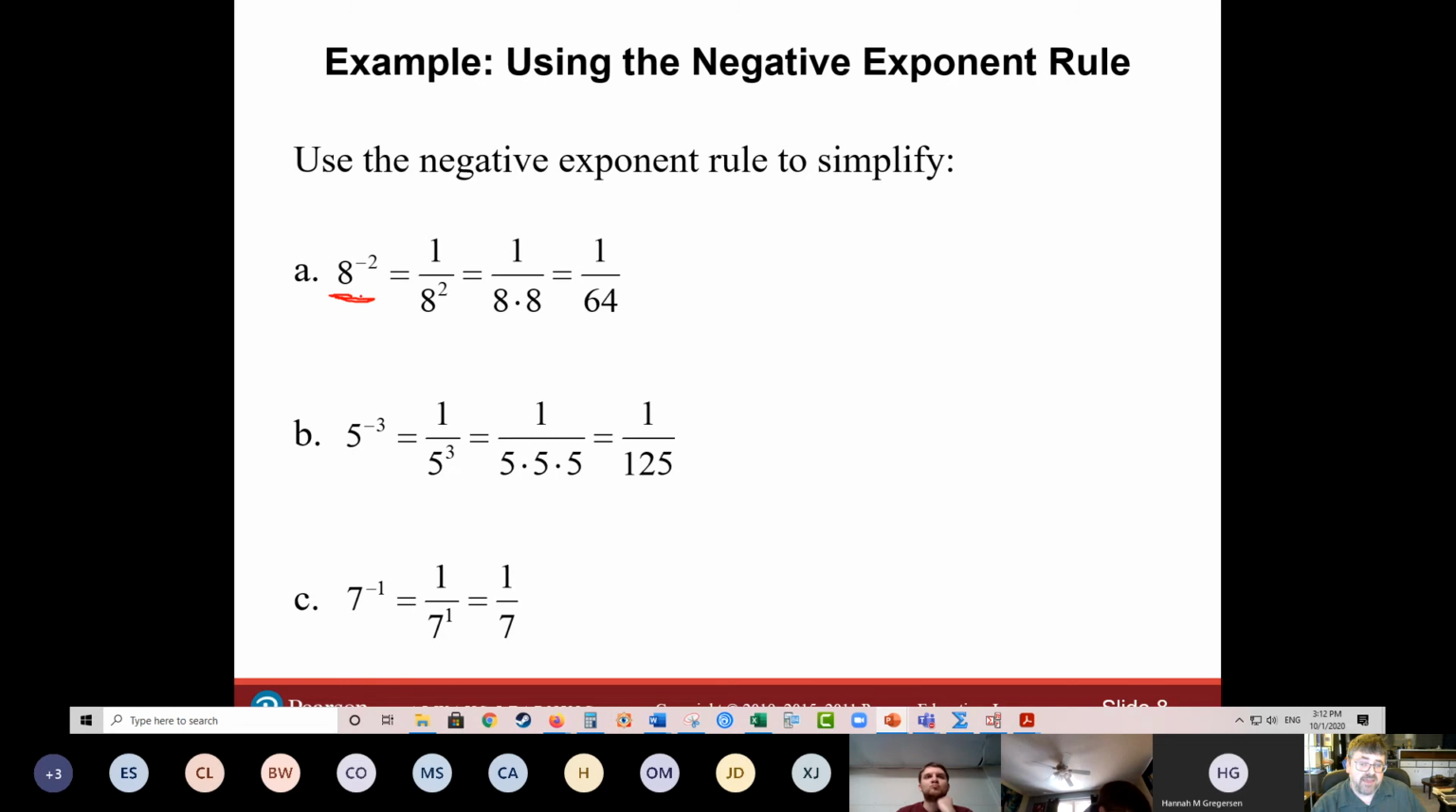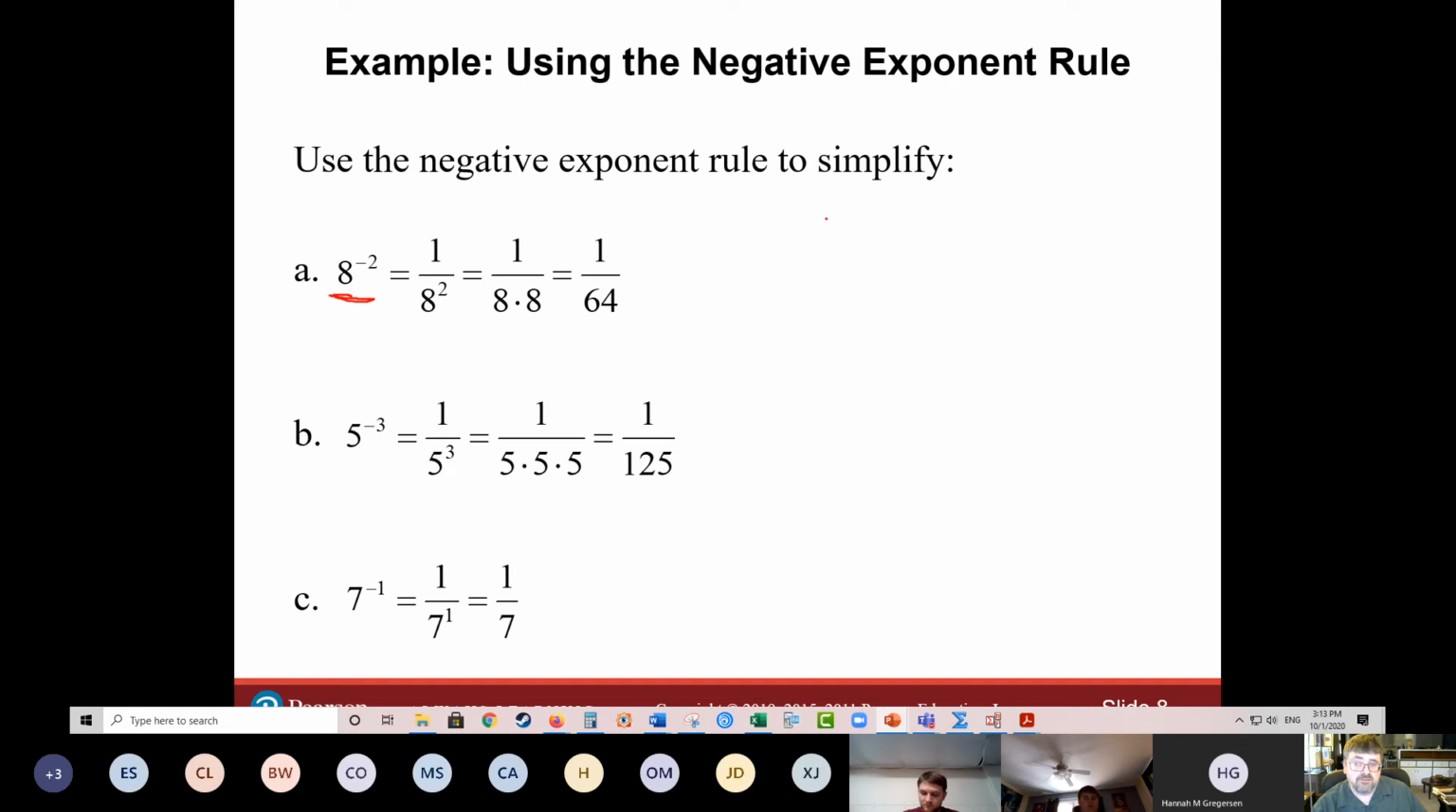So example A, we have 8 to the negative 2. That is 1 over 8 squared. That's 1 over 8 times 8, which is 1/64. 5 to the negative 3 is 1 over 5 cubed, which is 1 over 125. And 7 to the negative 1 is 1 over 7 to the first, which is just 1/7.